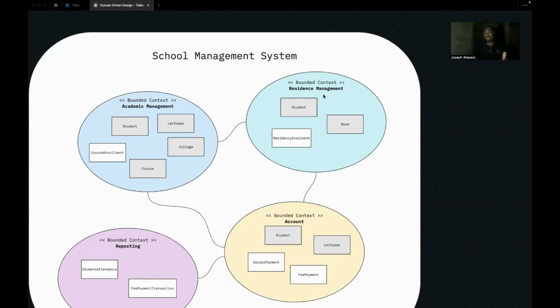Same for the residency management context. We want to know which student belongs to which room. So when a student, say, registers for a particular room, we're able to keep a record of the residency enrollment. We're able to tell which student belongs to which room by way of this aggregate.